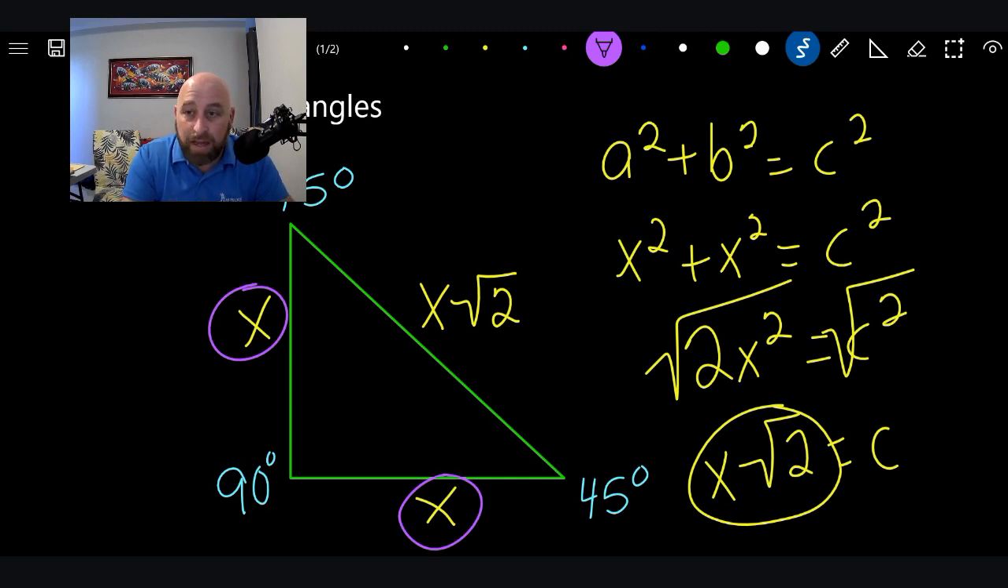Legs equal x. The legs always equal each other. Okay? The other thing that you need to just memorize is that x square root of 2 is the hypotenuse in a 45, 45, 90. Just memorize that. If you look at the chart, look at page 416, you're going to see a chart. It's right there. But memorize the chart.